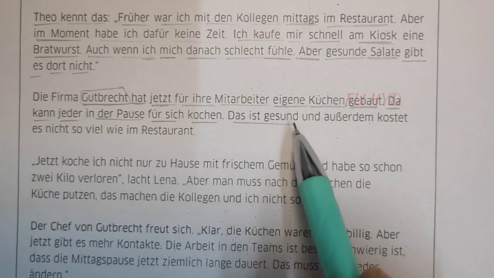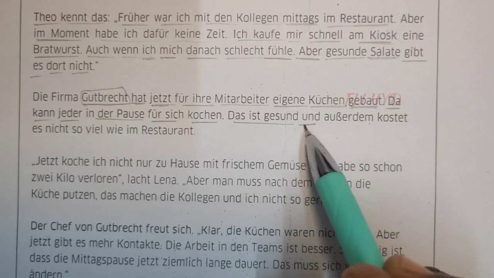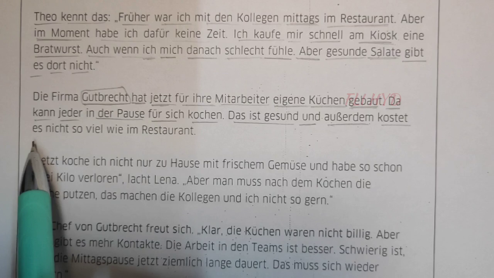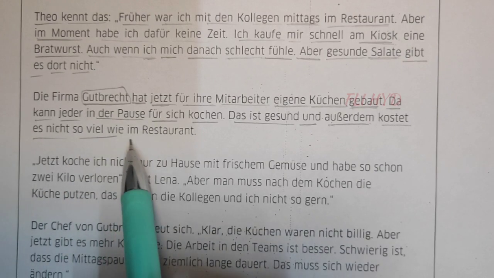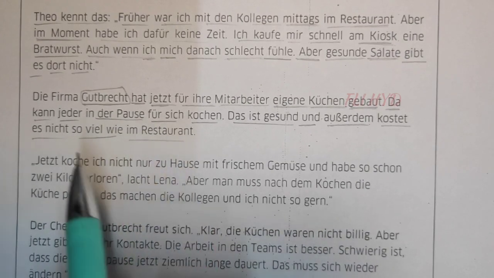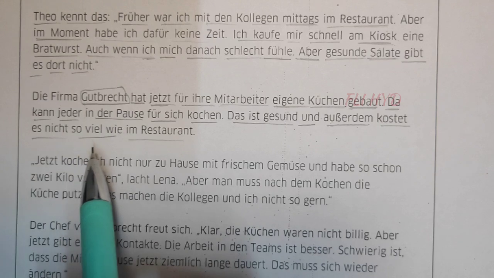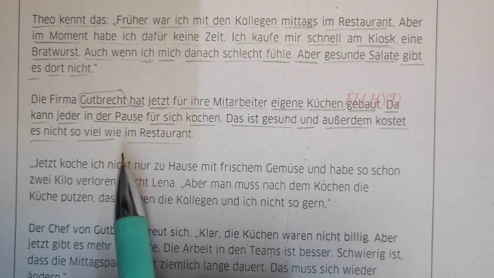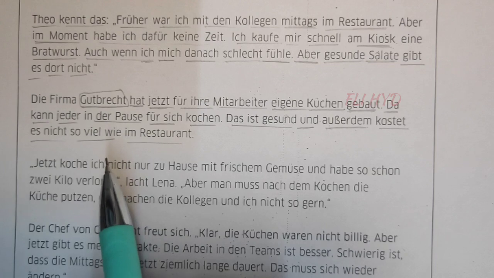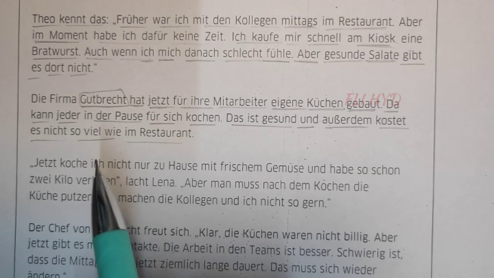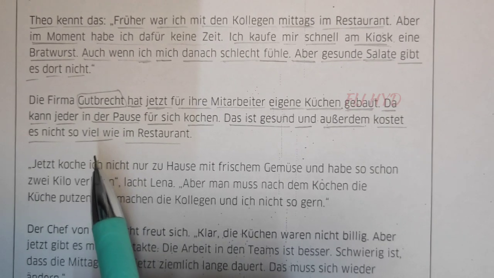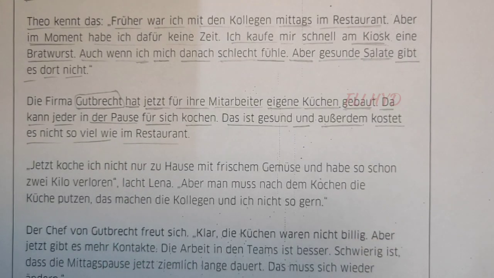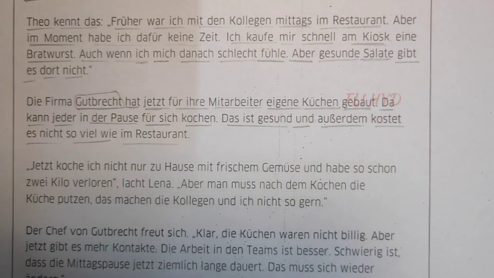Das ist gesund, that is healthy, and außerdem, apart from that, kostet es nicht so viel wie im Restaurant. It doesn't cost as much as in the restaurant. In the restaurant, it is so expensive. But cooking healthy food in the office kitchen doesn't cost much. Clear? Now, try to answer the third question.